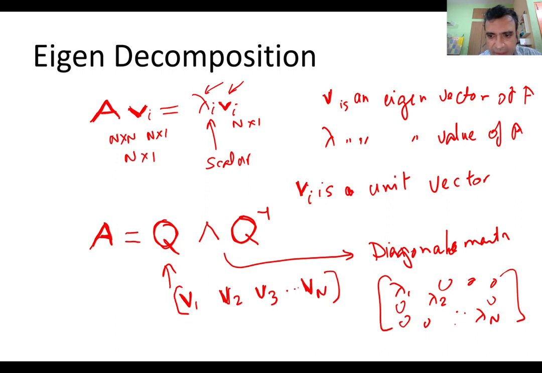These eigenvalues also capture the modes of variation in the data, so this will become important later on. So just keep this definition in mind.